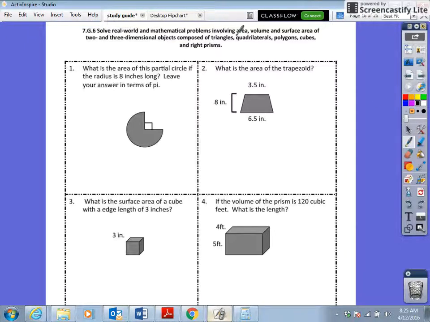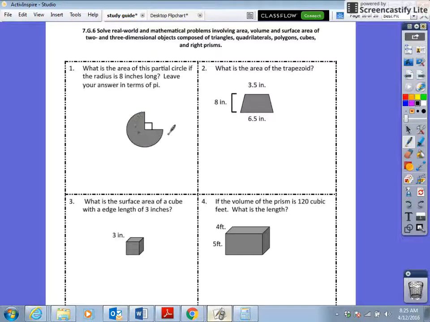SG6. This is where we have to solve area, volume, and surface area of all these different kinds of shapes. Before we get started, I want to look at 1 and 2. They are flat, plane shapes. These are three-dimensional shapes. So we're just going to go ahead and start.